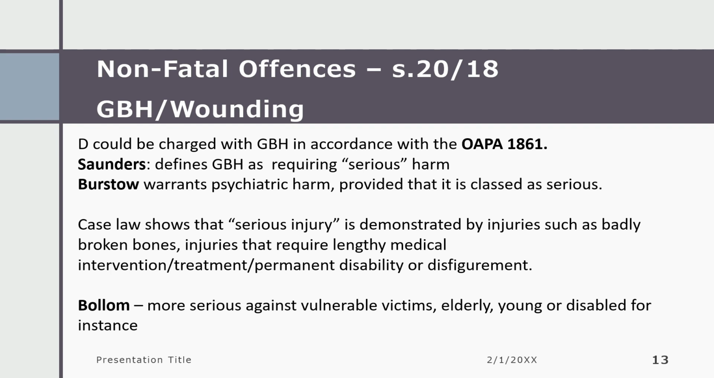So Bollom states that GBH is more serious against vulnerable victims, elderly, young, or disabled people, for instance. So we'll come on to this afterwards, but if you're looking for a way to discern between section 20 and 18 GBH, you'll have to contextualize the case law as a whole, obviously, but generally speaking, if it's against the elderly or the young or the disabled or those who are vulnerable victims, you can look at section 18 more than section 20, provided that the rest of the case facts warrant that.